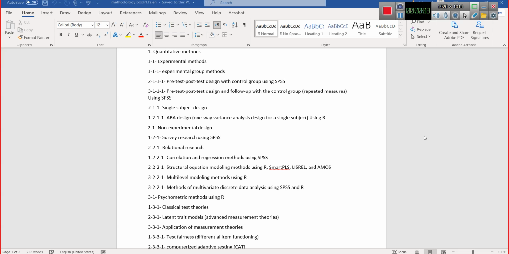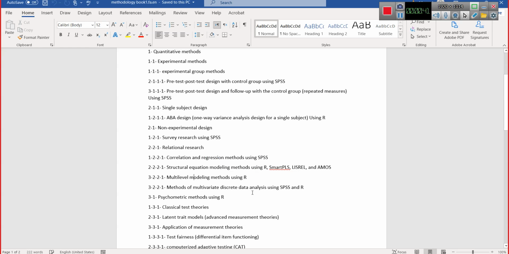Okay, today I'm going to talk about multi-level modeling methods using R. As I mentioned before, I included the multi-level modeling into the non-experimental relational research.